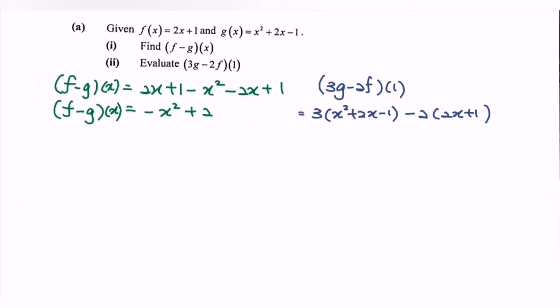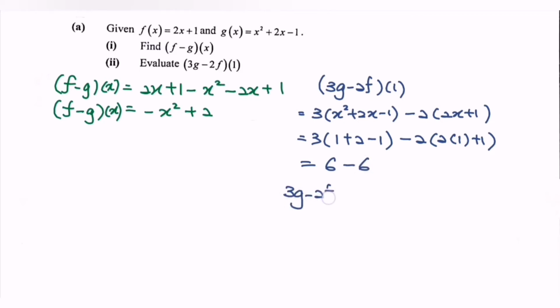So here we will have 3 times (1 plus 2 minus 1) minus (2 times (1) plus 1). So simplify. Here we will have 6 minus 6. So finally, (3g minus 2f)(1) is equal to 0.